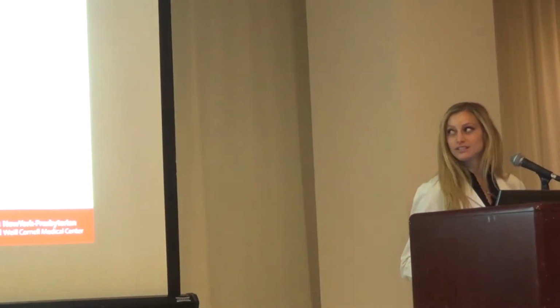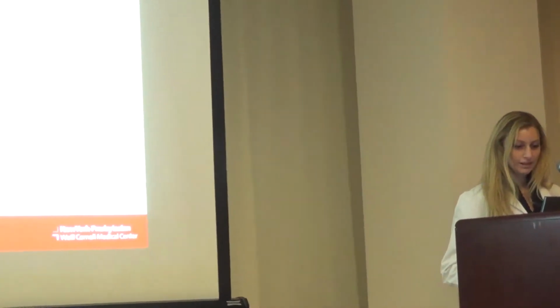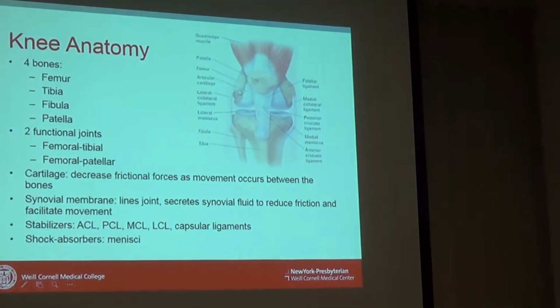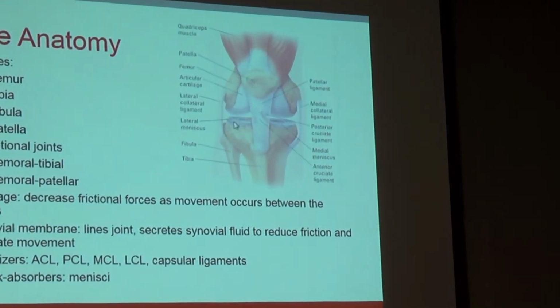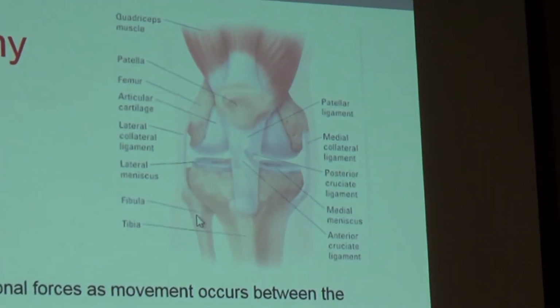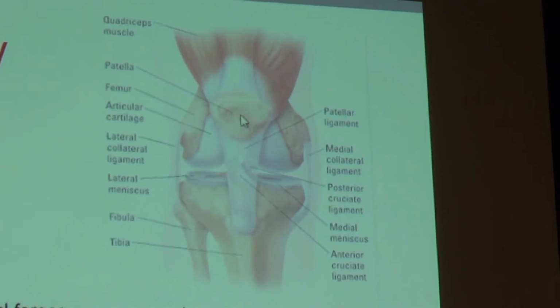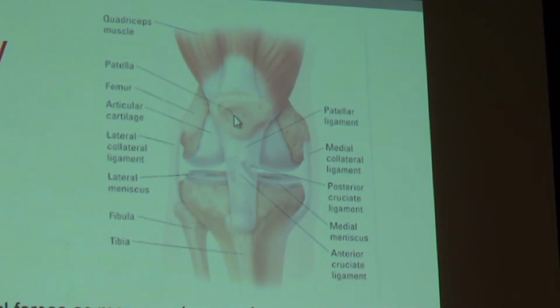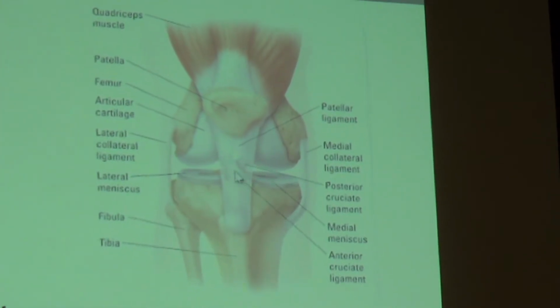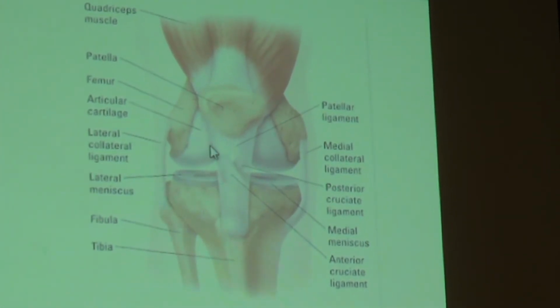So to start, this is a diagram of your knee joint. And you can see here that the knee is made up of 4 different bones. So this is the femur bone here. This is the tibia, and this is the fibula, or the smaller bone on the outside or lateral aspect of the calf. And this is the patella, or the kneecap. So there are really 2 functional joints in the knee. There's the femoral tibial joint, so the larger joint here. I don't know if you can see the arrow here. And then the femoral patellar joint, which is here under the kneecap.